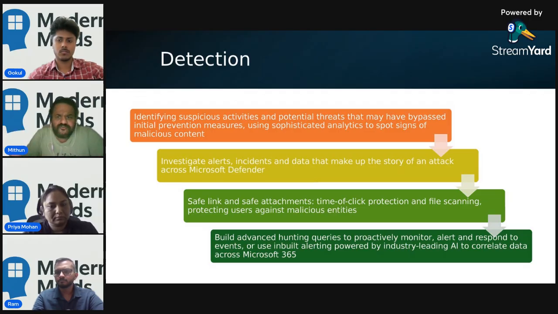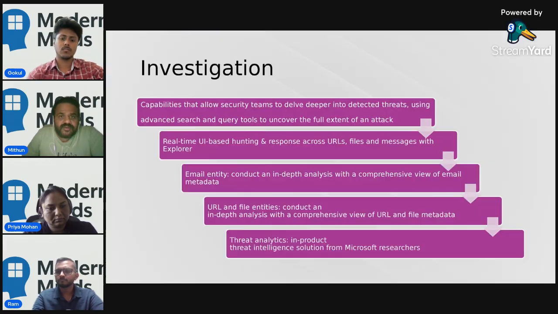A few more examples are alerts, Safe Links, Safe Attachments, time of click protection, and also the custom rules, as I said. Using advanced hunting and custom detection rules, you might have rules that detect something which may not be figured out by the system. All of these come under detection capabilities, which help admins further investigate the malicious attack that happened. So, the investigation.